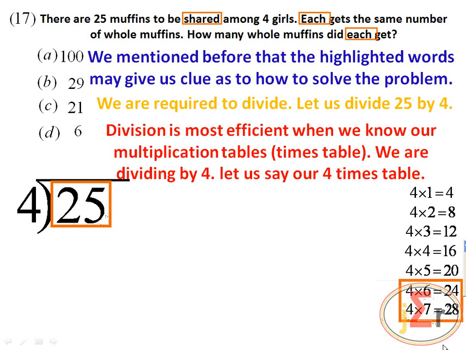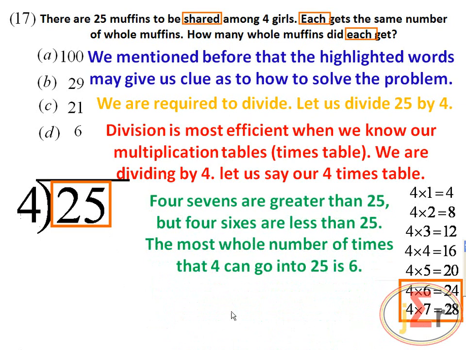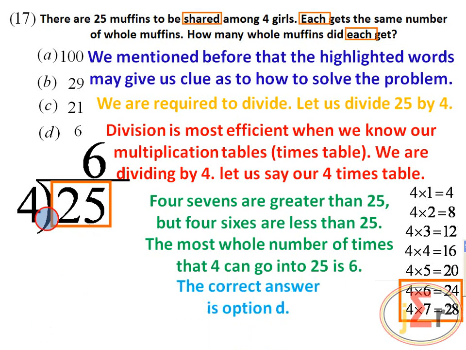Can it go into 25 7 times? No. 4 7s 28. So since 25 is less than 28, we are sure that 4 will not be able to go into 25 7 times. 4 7s are greater than 25, but 4 6s are less than 25. The most whole number of times that 4 can go into 25 is 6 times. The correct answer is option D.